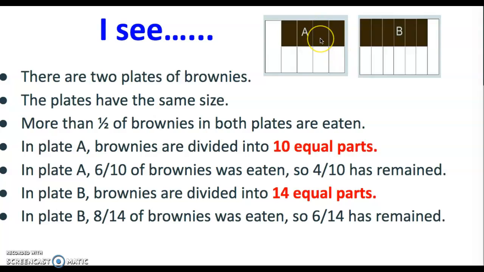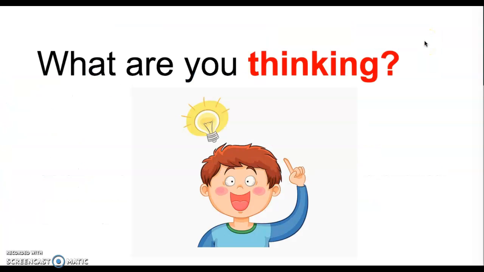In plate A, the brownie pieces are divided in 10 equal parts, whereas in plate B, they are divided into 14 equal parts. The remaining brownies in plate A is 4 parts, and in plate B are 6 parts. So what are you thinking now?